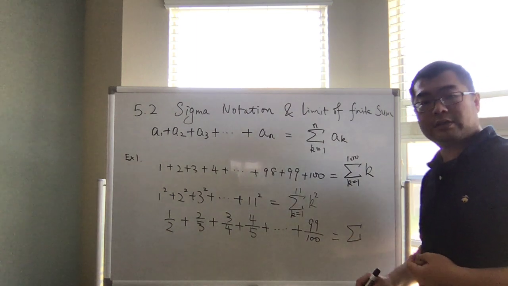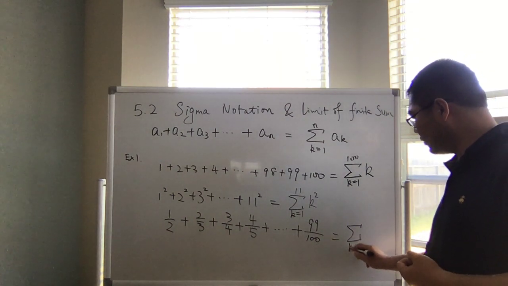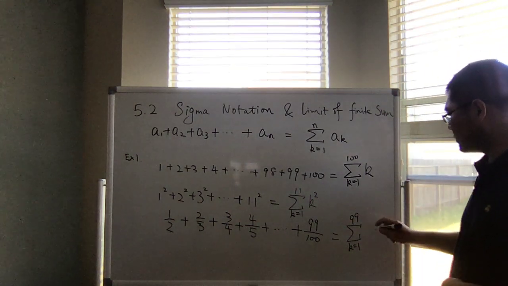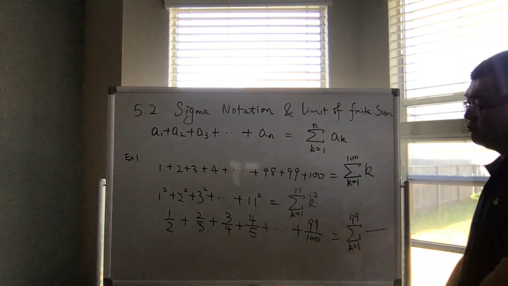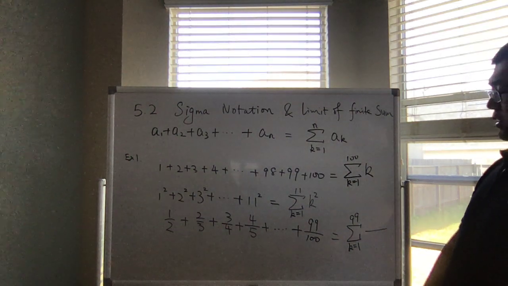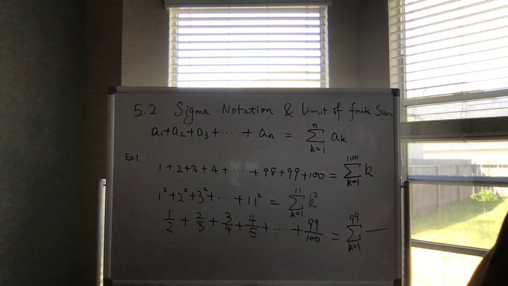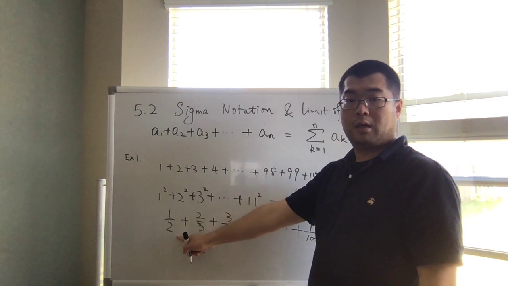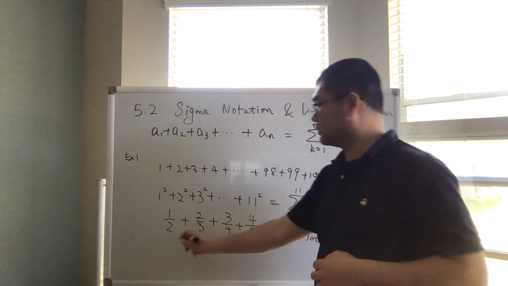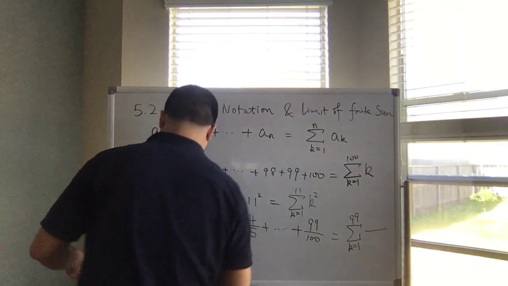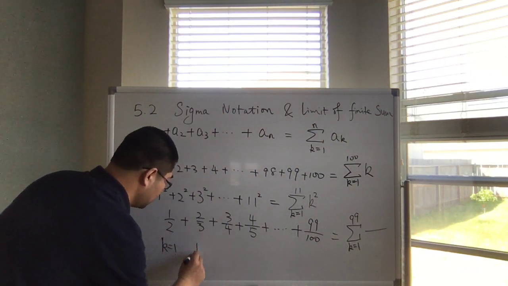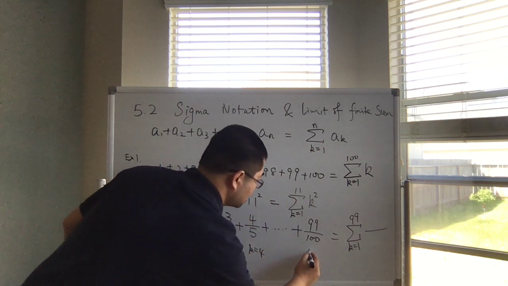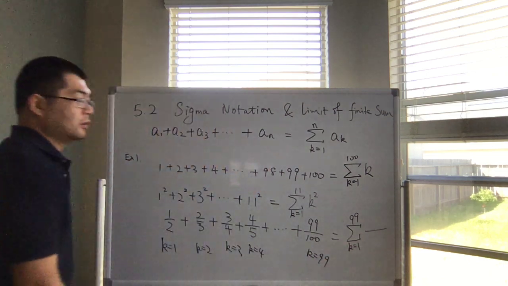So if we write it into the sigma notation here, we can do k equals 1 up to 99, because we only have 99 terms. All right, so now how do we write the kth term representation? As you can see, guys, when k equals 1, I have 1 over 2, right? When k equals 2, when k equals 3, when k equals 4, and so on, this is when k equals 99. Do you see the pattern, guys?